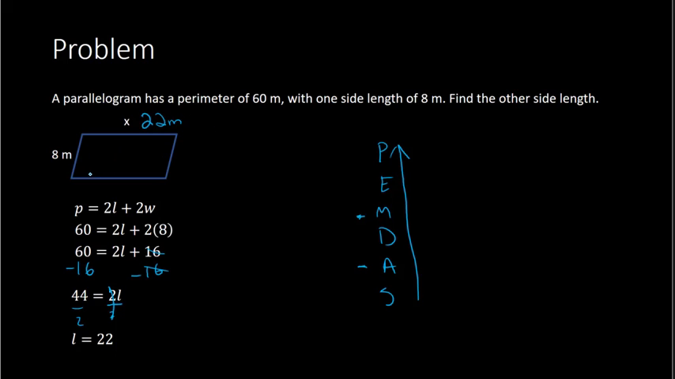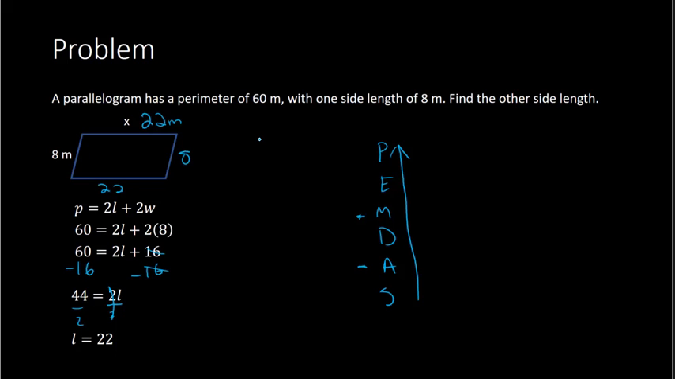And I can double check, because if I add all the side lengths together, I should get back out a 60. So if this is 8, then the right side is 8. And if the top is 22, then the bottom is 22. So I take 22 plus 8, which is 30, plus another 22 and 8, which is another 30. 30 plus 30 is 60.